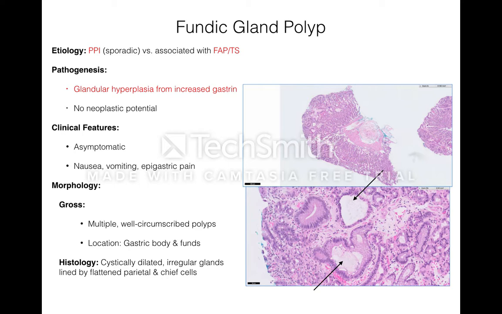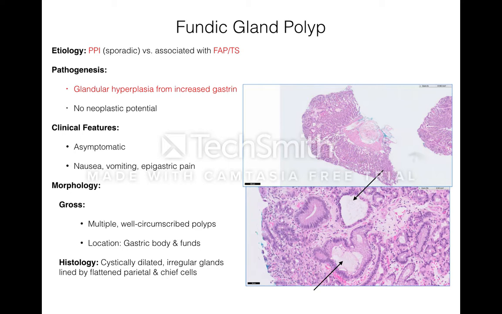Okay, so fundic gland polyps tend to occur sporadically or in association with FAP or tuberous sclerosis, both of which are covered in the colonic polyps and colon cancer video. So when these occur sporadically, it is often the result of proton pump inhibitor use. The reduced acidity from the PPI results in increased gastrin release, which in turn drives glandular hyperplasia.